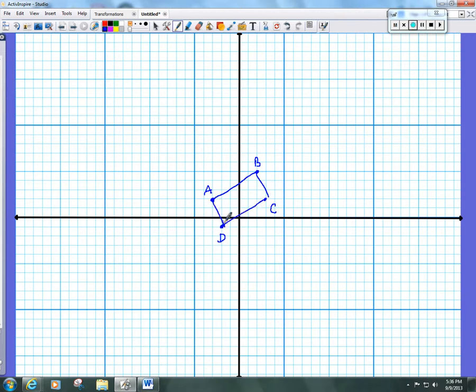Okay. After I have those labeled, it says to state the coordinates of the vertices of the parallelogram A double prime, B double prime, C double prime, and D double prime that result from the composite transformation that says reflect across the y-axis and then translate by negative 3. So it's a reflection across the y-axis with a composite of a translation of negative 3.